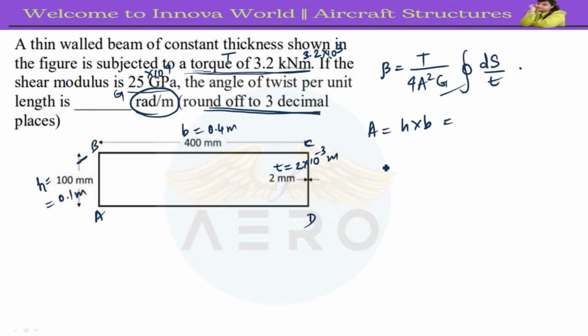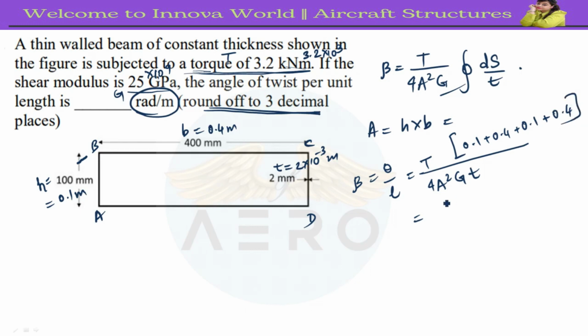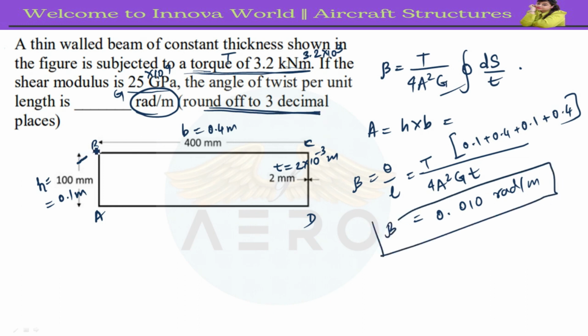Whatever it comes, you will get something like ds by t. So you need to substitute all those things, and after that, you will get T by 4A squared G t, and here we will get 0.1 plus 0.4 plus 0.1, again 0.4 will be coming over here, and when you solve that, you should get 0.010 radian per meter. This is the answer. Okay, rounded off to 3 decimal places.